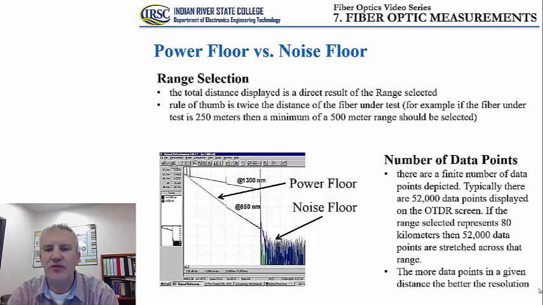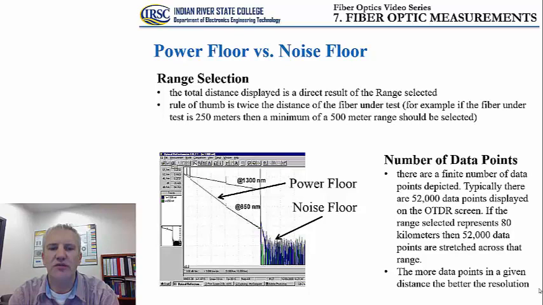Another important aspect is the number of data points that you're going to use to present the events on the OTDR screen. There's a finite number of data points that can be depicted by the OTDR. Typically about 52,000 data points are displayed. If the range selected represents 80 kilometers, then 52,000 data points are stretched across that range, which obviously affects the resolution. So the longer the range you are measuring, the larger the spread of data points, which would ultimately negatively impact the resolution of the measurement that you see on the screen of the OTDR.